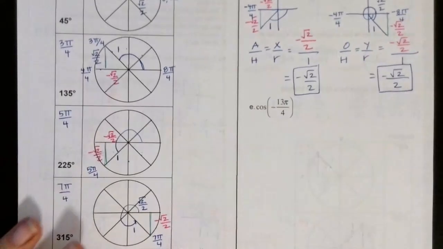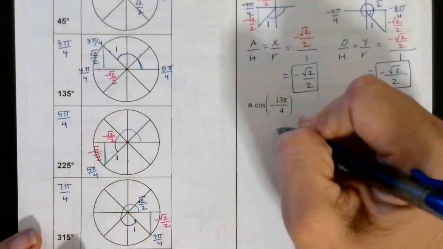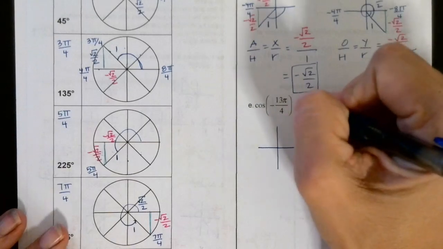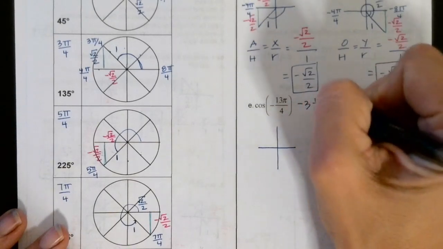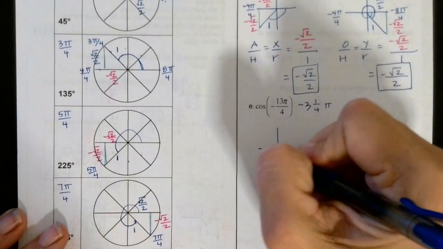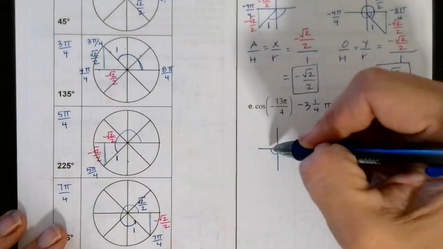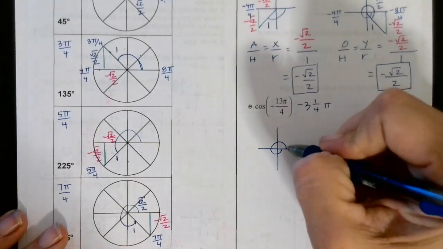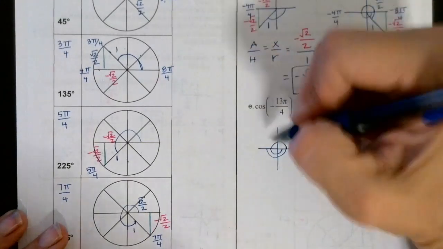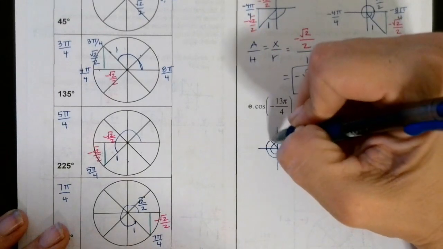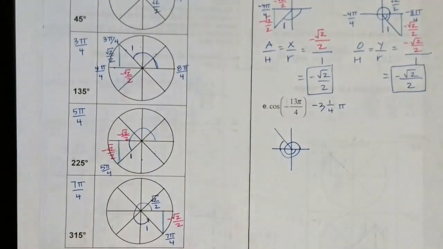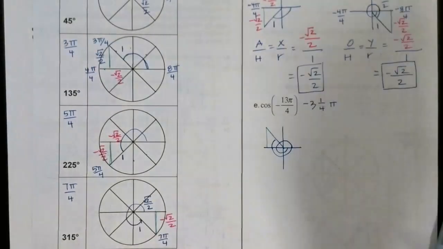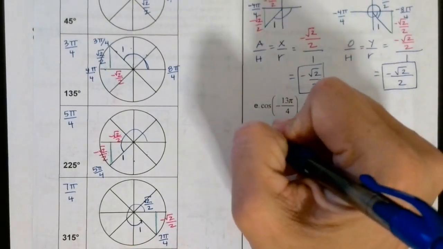Great. All right, cosine, last one, negative 13 pi over 4. 4, 8, 12. So this is negative 3 and 1/4 of pi. So here's negative 1. Then I'm going to do negative 2. So that's negative 2 pi. Then I do negative 3 pi, and then just 1/4 of the top part. So right here. So there's another way that you can do it. And then we're going to label 1, root 2 over 2.